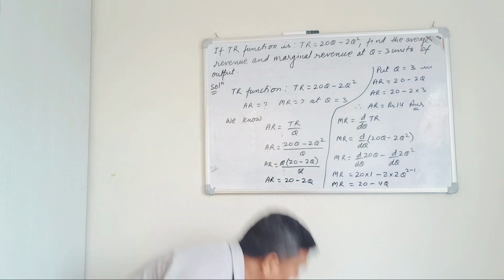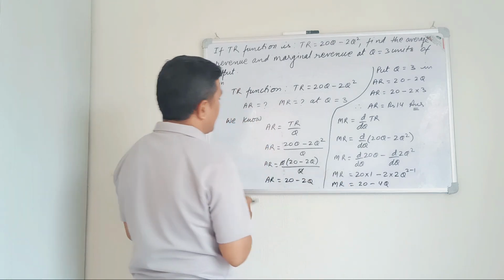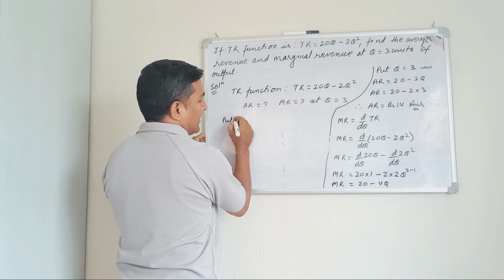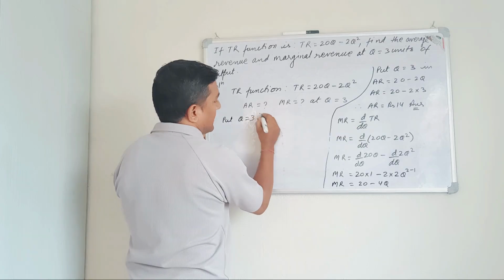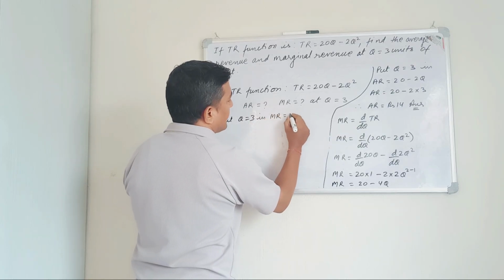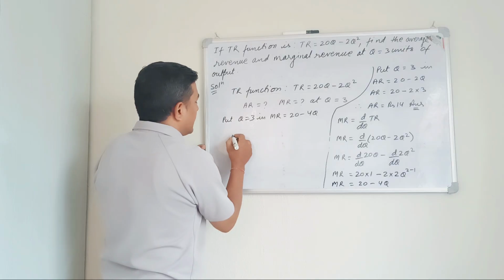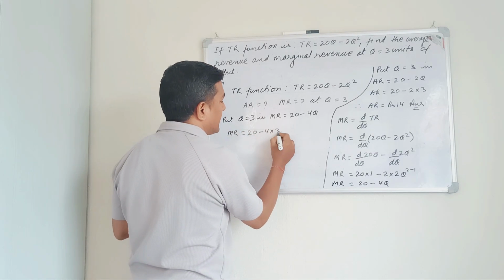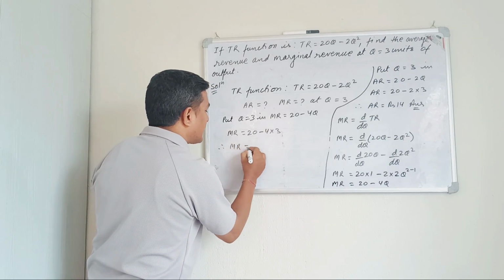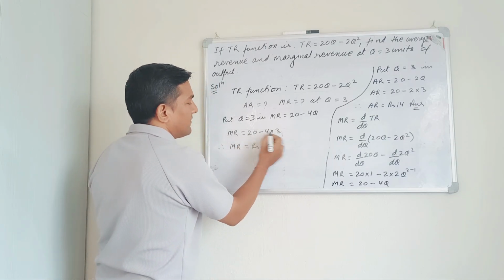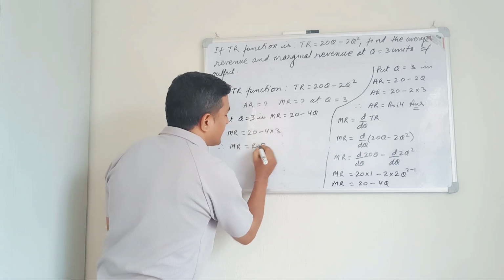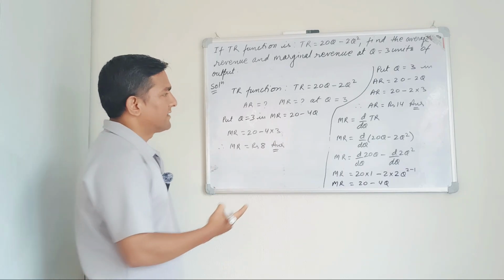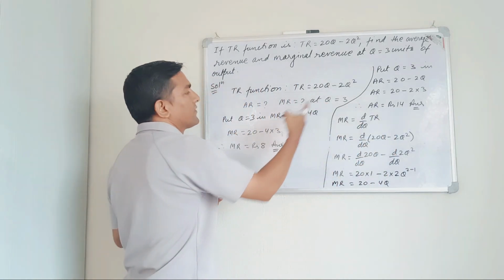Now at last we have to put the value of Q in MR. So put Q equals to 3 in MR equals to 20 minus 4Q. MR is equals to 20 minus 4 multiplied by 3. Therefore marginal revenue MR is equals to rupees 20 minus 4 3 is 12. 20 minus 12 is rupees 8, which is the answer. Therefore the marginal revenue is rupees 8 and the average revenue is rupees 14 at Q equals to 3.